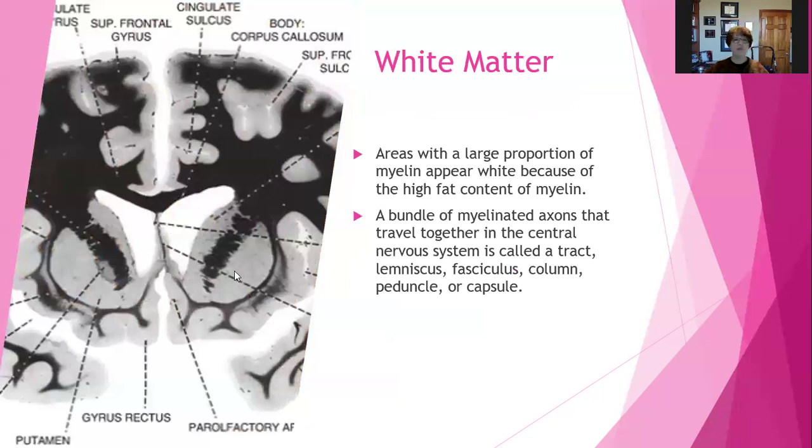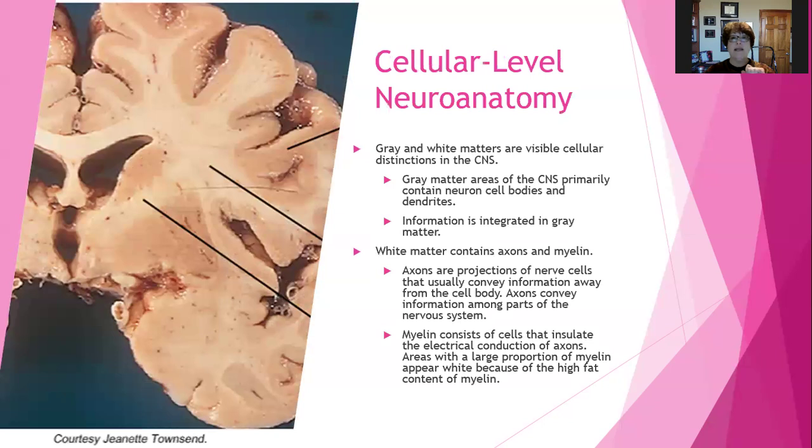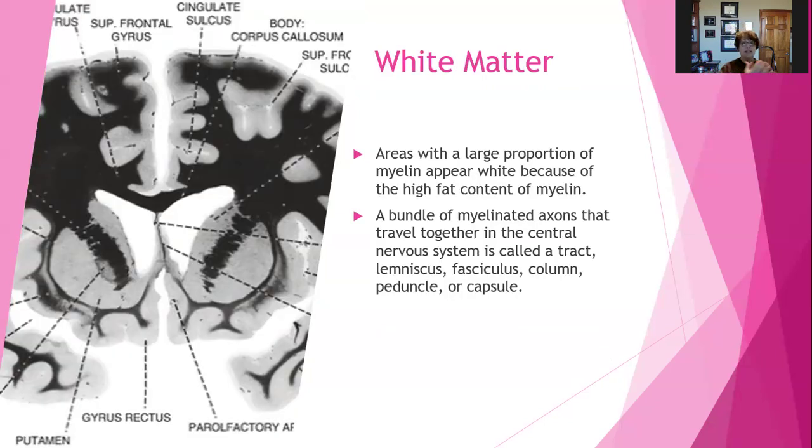So when you take sections of a brain and you use a myelin stain, the myelin shows up black or sometimes purple, depending on which stain you use. And so areas with large proportion of myelin appear white when you look at the actual brain, like here, and they appear black in a slide that has been stained with myelin stain.